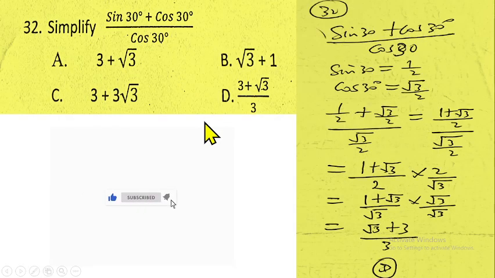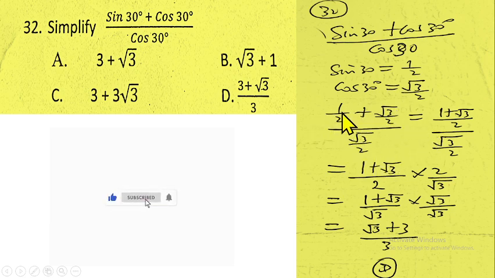Question number 32 is from trigonometric ratio. We have to simplify (sin 30 plus cos 30) over cos 30. This is a trigonometric ratio of special angle. Angle 30 is a special angle. Sin 30 is 1 over 2. Cos 30 is √3 over 2. So we simply put that here. You have (1 over 2 plus √3 over 2) divided by √3 over 2.